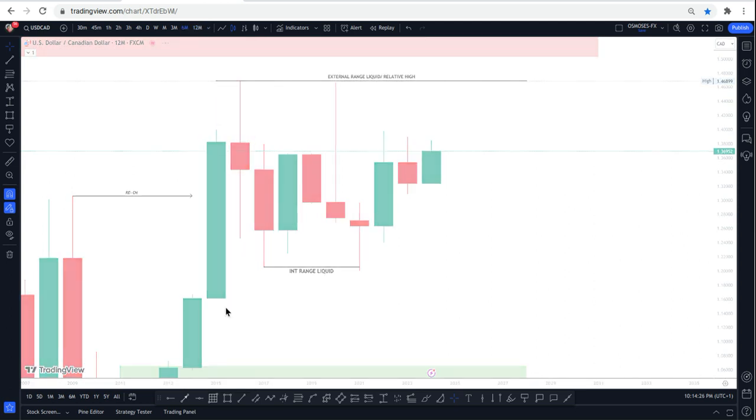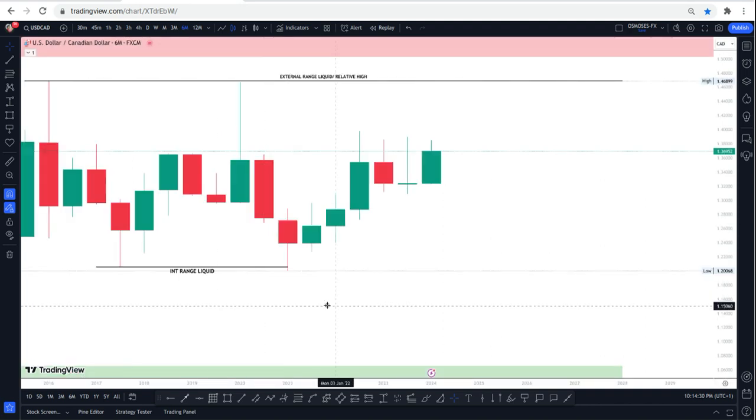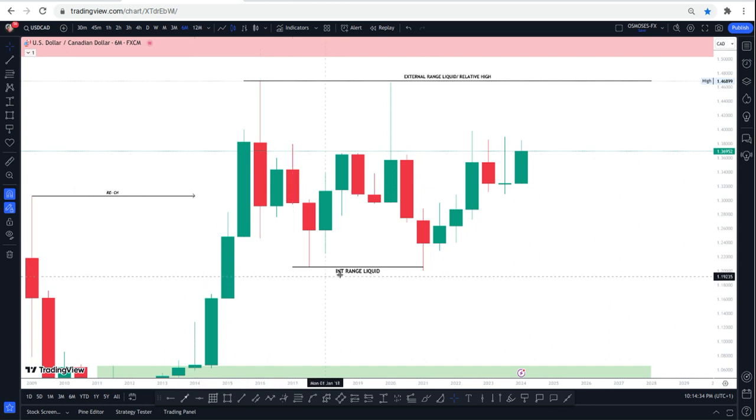So let's take a look at it properly. So this is still the internal range liquidity taken. This is the external range.